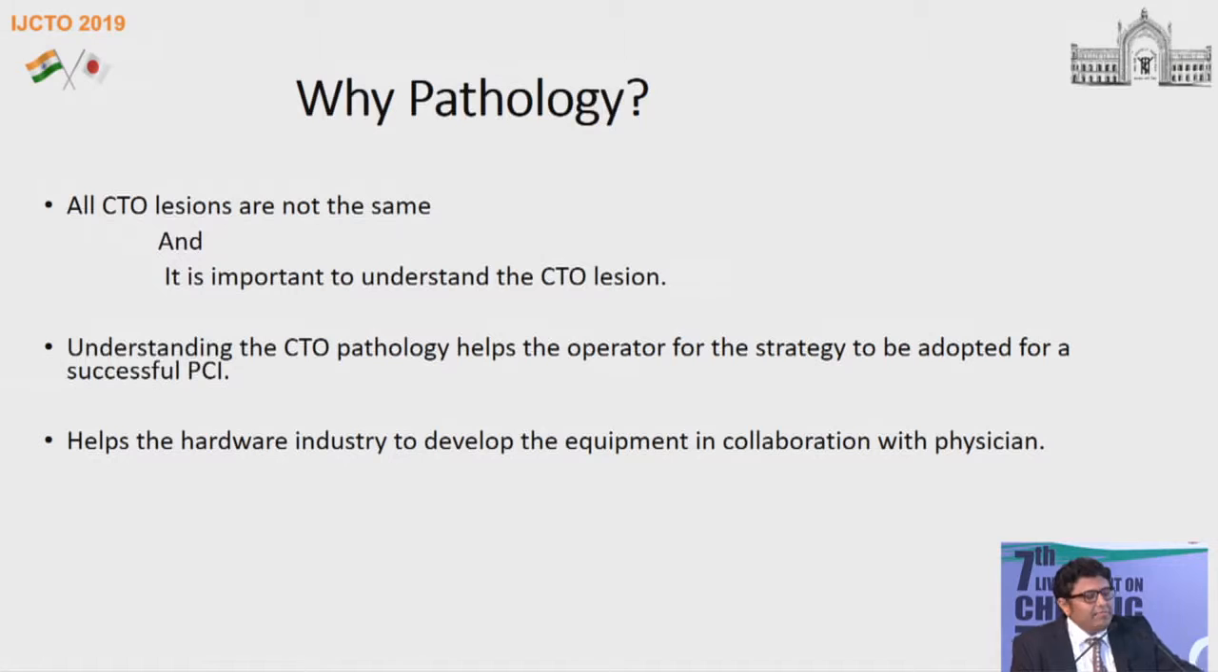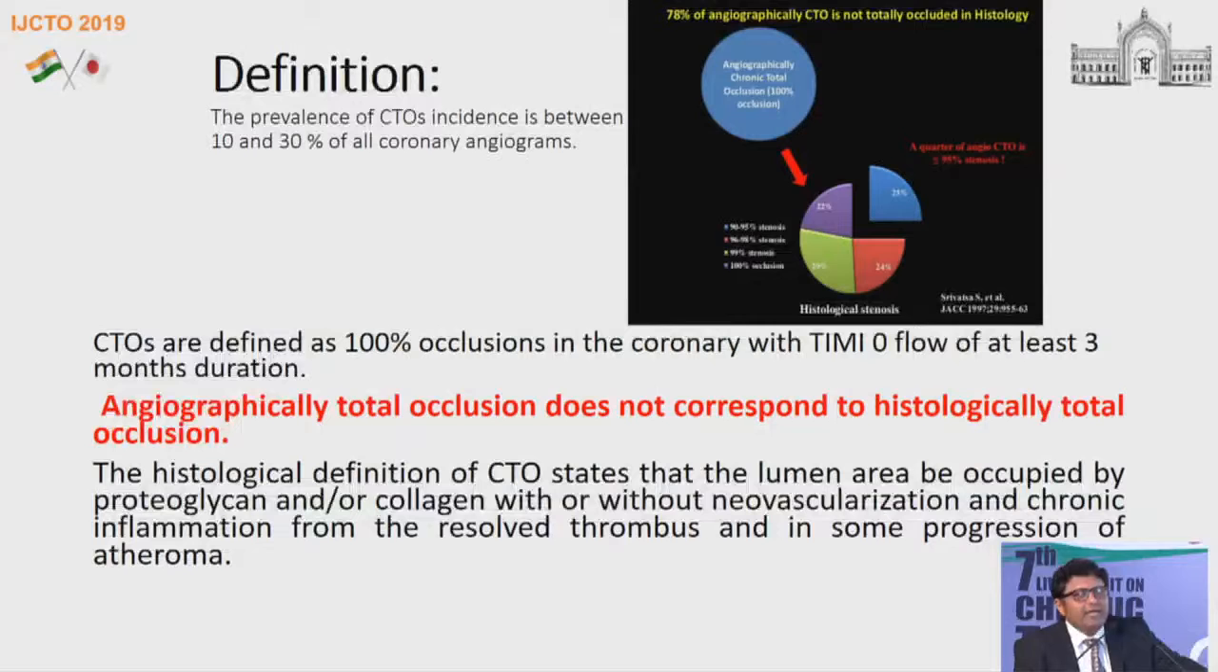Why pathology? All CTO lesions are not the same, and it's important to understand the CTO lesion. Understanding the CTO pathology helps the operator in stratifying the PCI and helps the hardware industry develop equipment in collaboration with the physician. Per se, we all know CTOs are defined as 100% occlusion in the coronary with TIMI zero flow of at least 3 months duration.